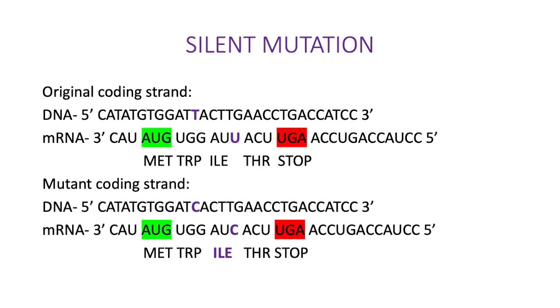A silent mutation occurs when the amino acid remains the same throughout this mutation. In this instance, the T from the normal wild-type DNA becomes an A. This change is considered to be a transition mutation as the pyrimidine turns into another pyrimidine. Here, the proteins that get created from the mRNA sequence are methionine, tryptophan, isoleucine, threonine, and the stop codon. So, in this silent mutation, the isoleucine remains in its original position.